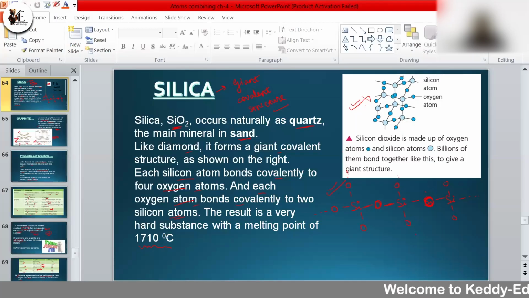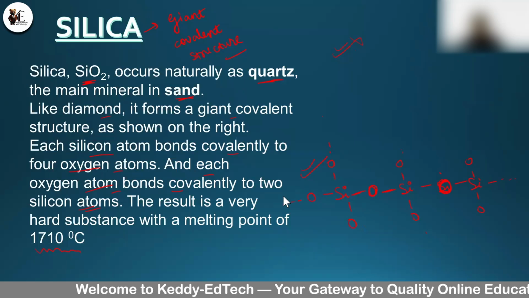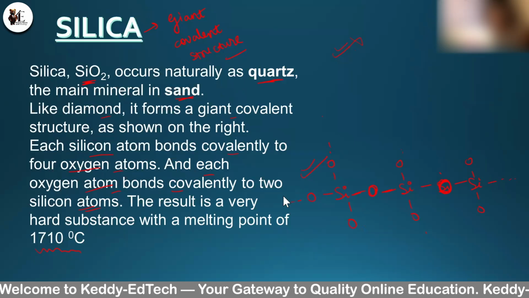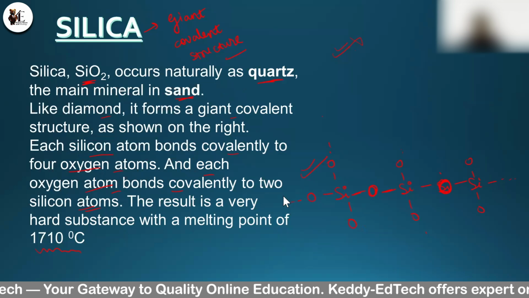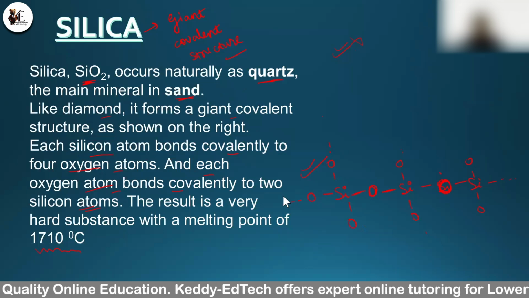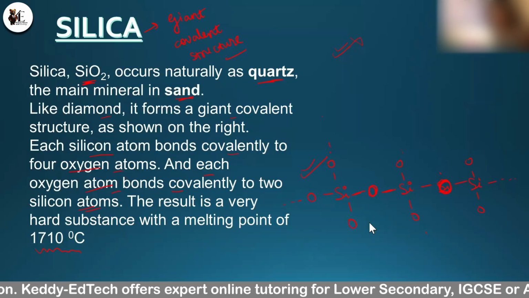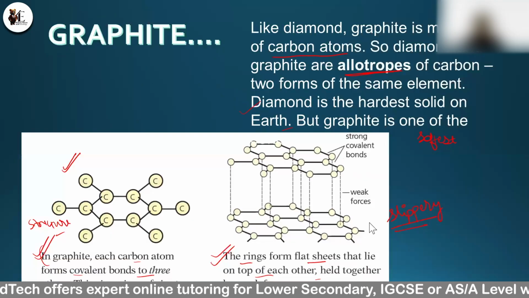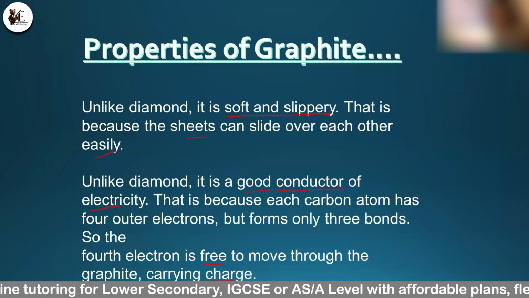Then we have an oral test. So have we completed this silica part? Check it in your notes. Silica, yes, this is a GIANT covalent structure. I told you diamond, silica, and graphite. Please open your notes, and yes, the last one we did was graphite, right? This one we have already covered.